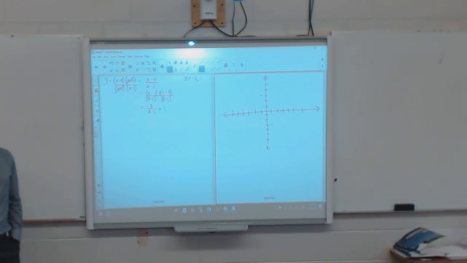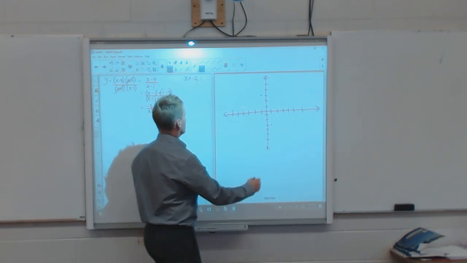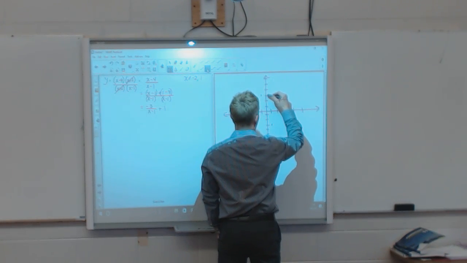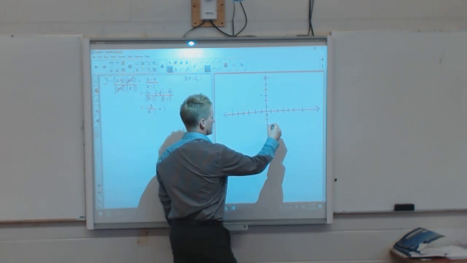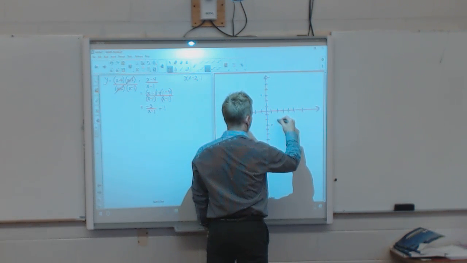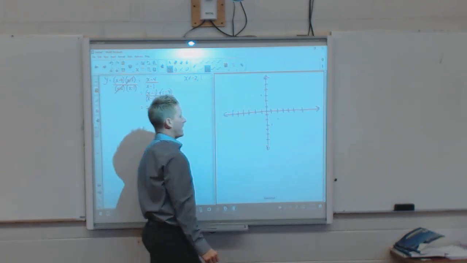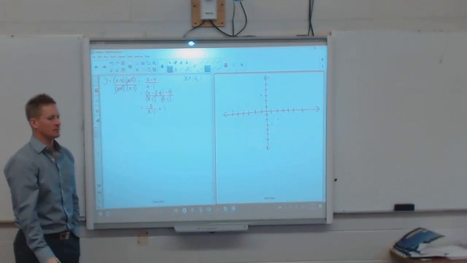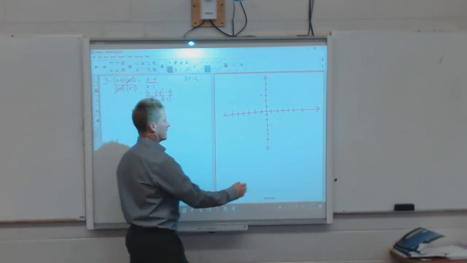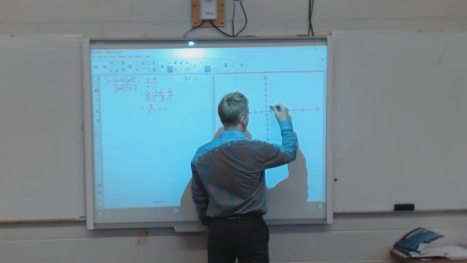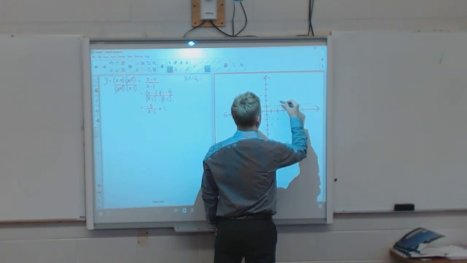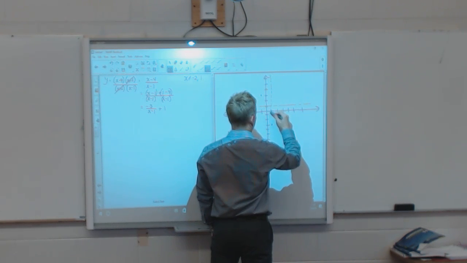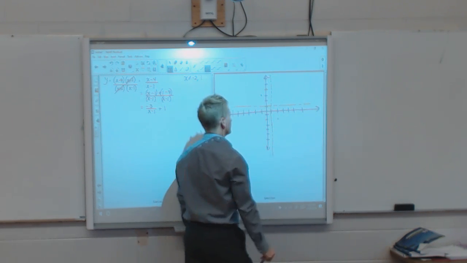In which way do I move them? Right 1, up 1. So this guy goes right 1 and then up 1 to right there. This guy goes right 1 and up 1 to right here. What happens to my asymptotes? Also right 1 and up 1. So this one goes right 1, up 1 to right there. So there's one asymptote. Here's my other asymptote, right?